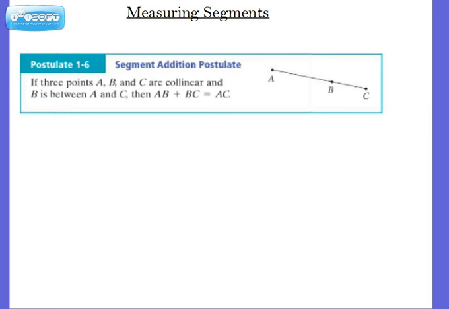Lastly, here we have the segment addition postulate. This is postulate 1-6. And that tells us that if we have 3 points, A, B, and C, and they're all collinear, so they're all on the same line, and B is in between A and C, then the distance between A and B and the distance between B and C is the total distance in between A and C. And we'll see how we'll use that later on here.